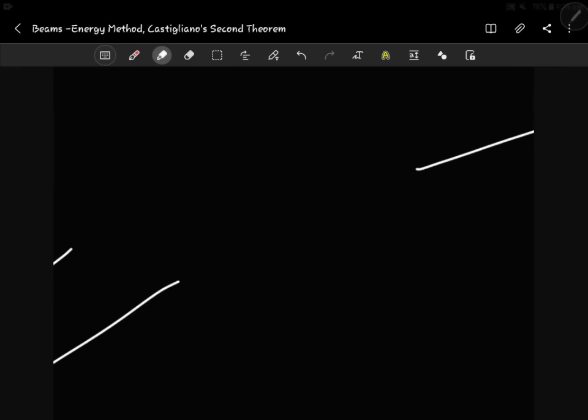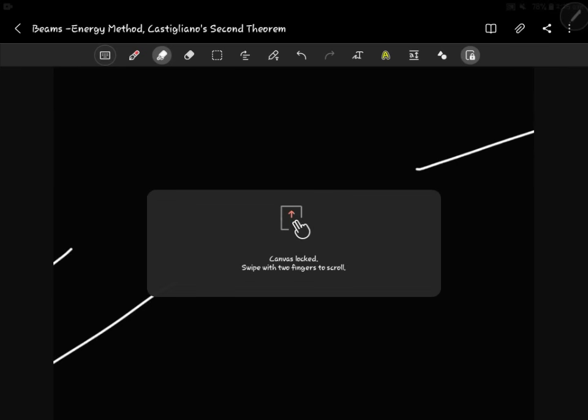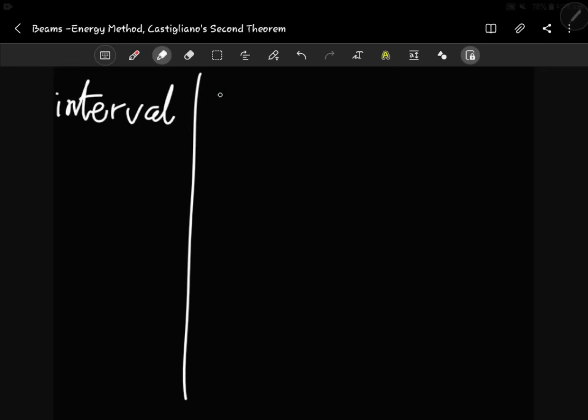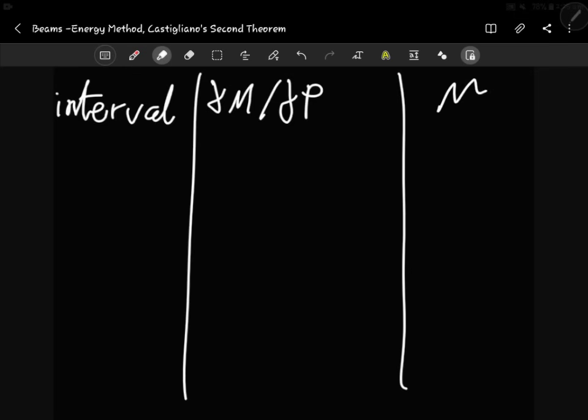Yeah, so 3 portions, right? Has the interval side. We have the M, the P, and then we have just the M, right? So that's all we have. The interval, right? And then we have this, right? And then we have this.